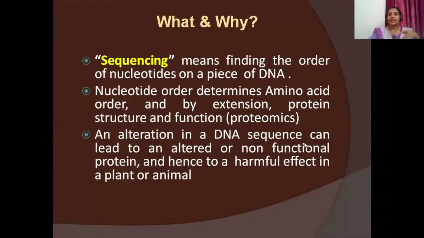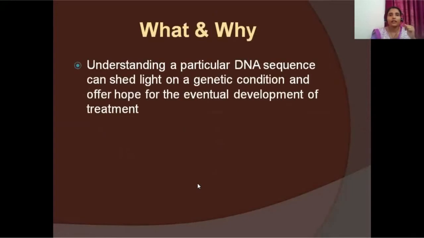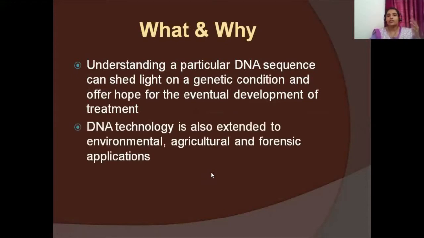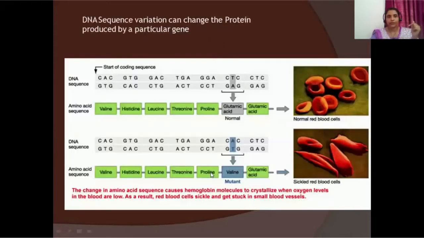An alteration in a DNA sequence can lead to an altered or non-functional protein and hence to a harmful effect in a plant or animal. Serious diseases. I have put up an example in the coming slide. You will see that. Now, understanding a particular DNA sequence can shed light on a genetic condition and offer hope for eventual development of treatment. So these are all the significance of why we need to do sequencing. DNA technology is also extended to environmental, agricultural, and forensic applications. So this is the example I was talking about.